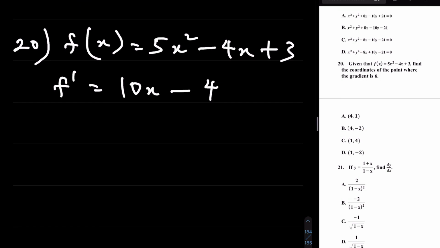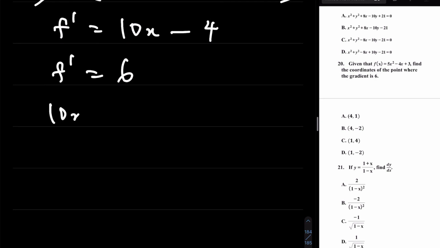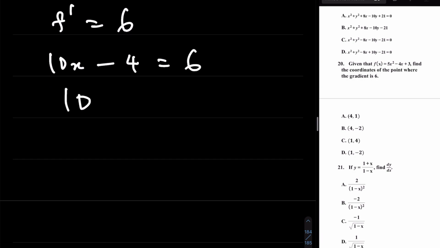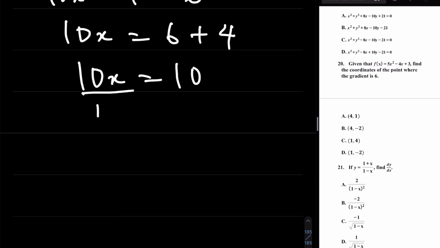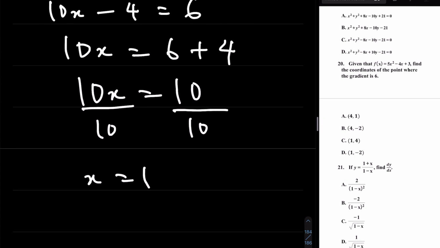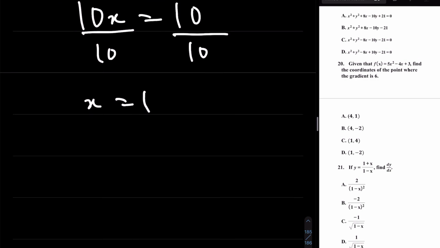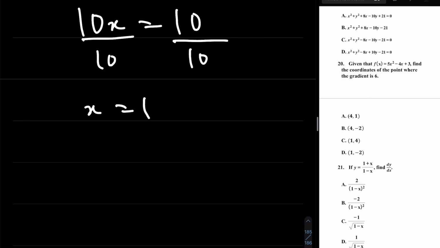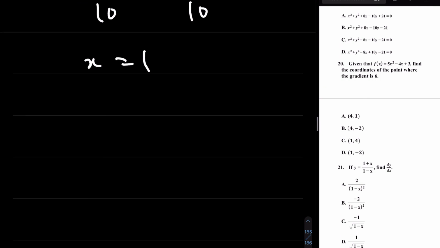Now, if f prime is 6, that simply means 10x minus 4 equals 6. And that means 10x equals 6 plus 4, which means 10x equals 10. We divide both sides by 10 to get x, and that means x equals 1. That's the value of the coordinate x where the gradient is 6.